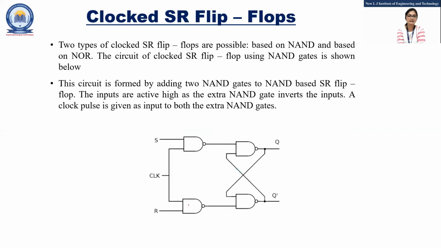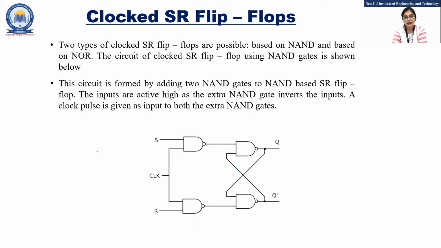Now we'll see the clocked SR flip-flop. You can see here in this figure, this is nothing but the SR flip-flop using NAND gate. But we have connected two extra NAND gates to the inputs of the logic gates. The clocked circuit of SR flip-flop using NAND gates is shown in this figure. This circuit is formed by adding two NAND gates to the NAND-based SR flip-flop. You can see here, this is the SR flip-flop and we are using two NAND gates here.